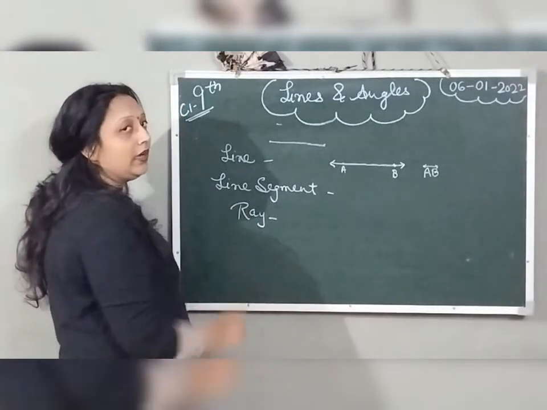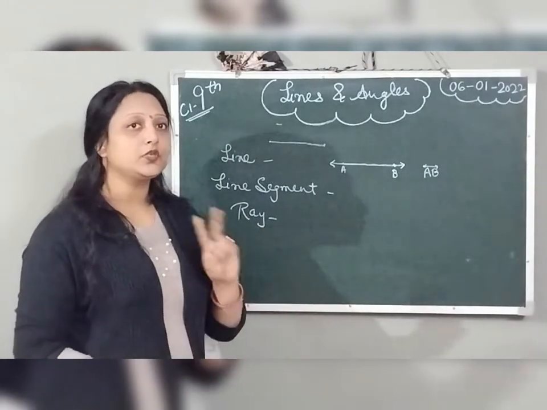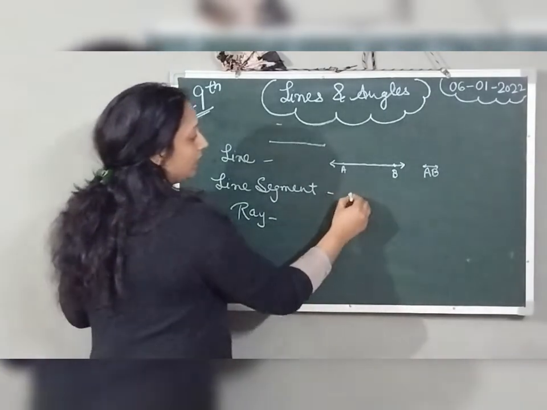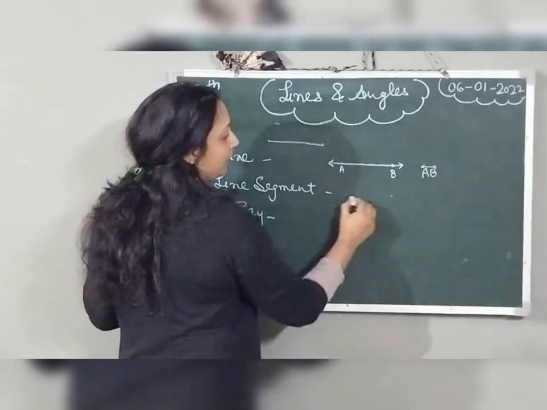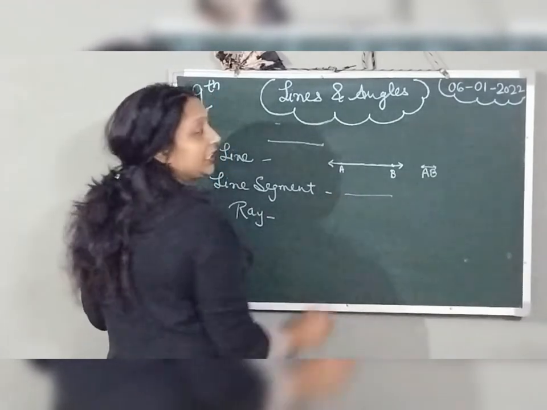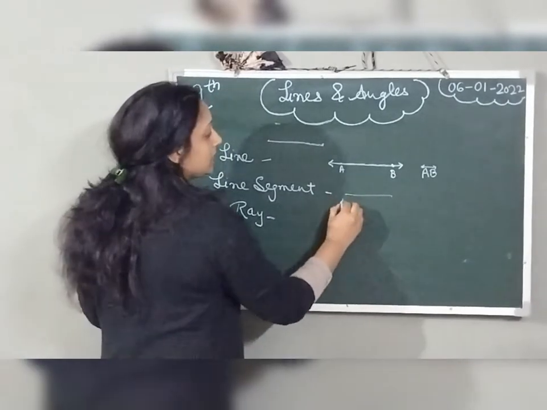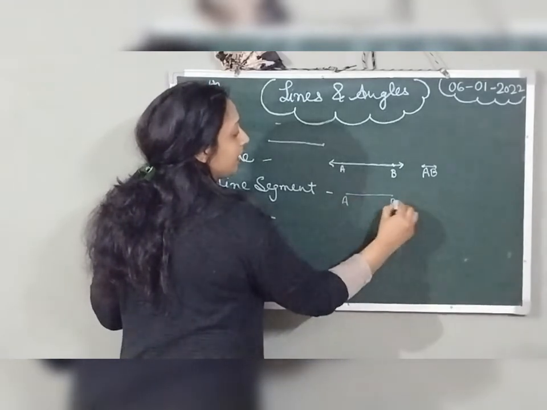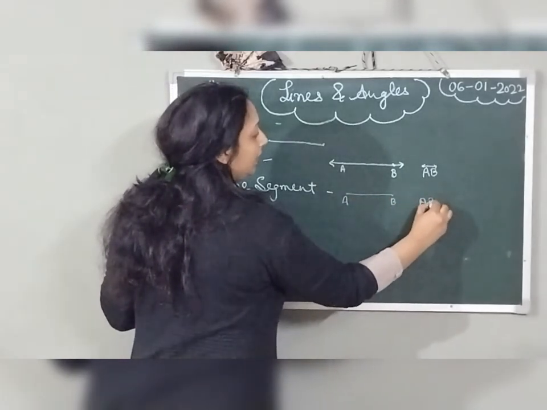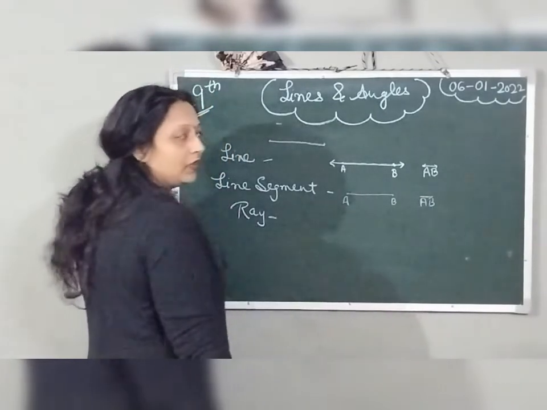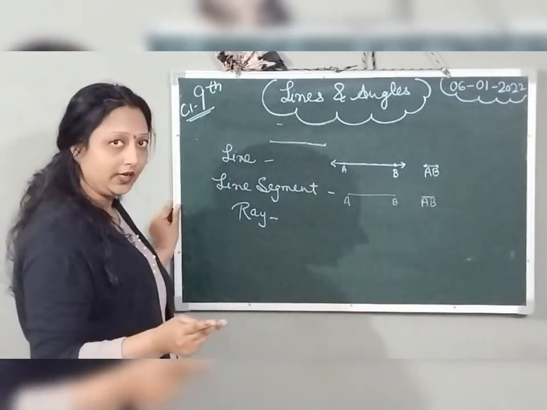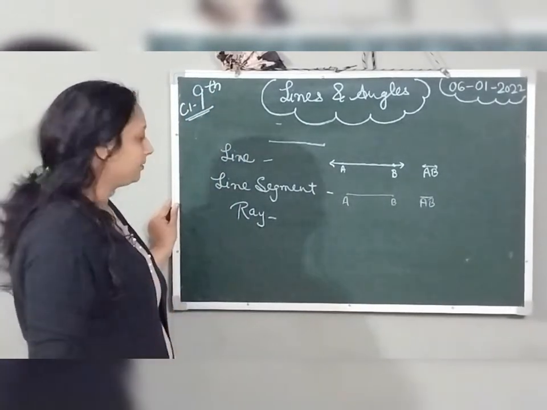If I talk about a line segment, it has two endpoints. One endpoint, two endpoints. It has a fixed length. So, the line segment AB can be denoted like that. It has two endpoints and a fixed length.